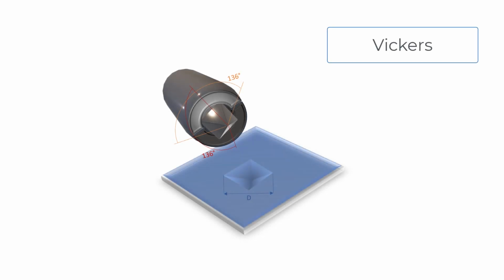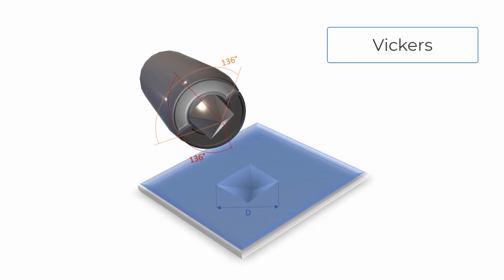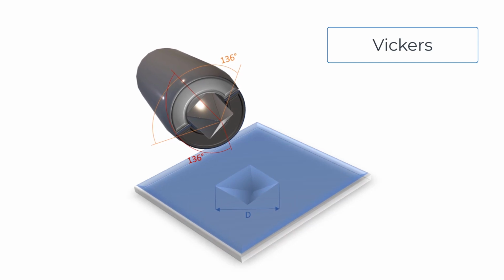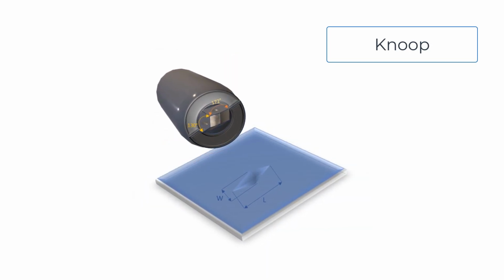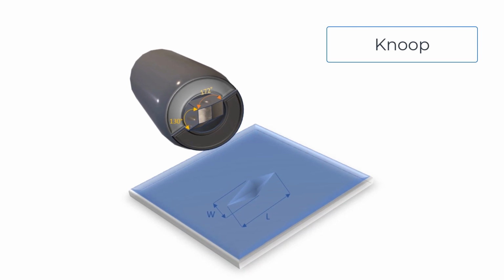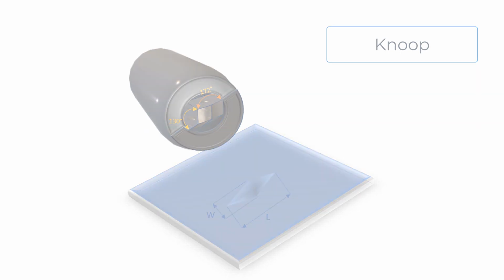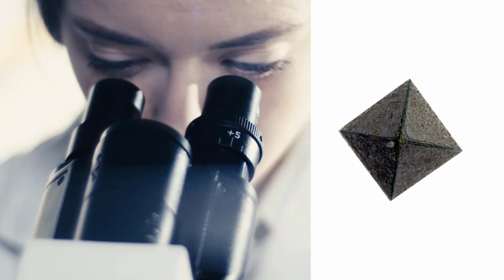For microhardness testing, according to Vickers, the indenter is a diamond in the form of a square-based pyramid with an angle of 136 degrees. For microhardness testing, according to Knoop, the indenter has the shape of an extended pyramid. It has a length-to-width ratio of 7:1 and angles of 172 degrees for the long edge and 130 degrees for the short edge. After the indent is made, it's observed and measured under a microscope.